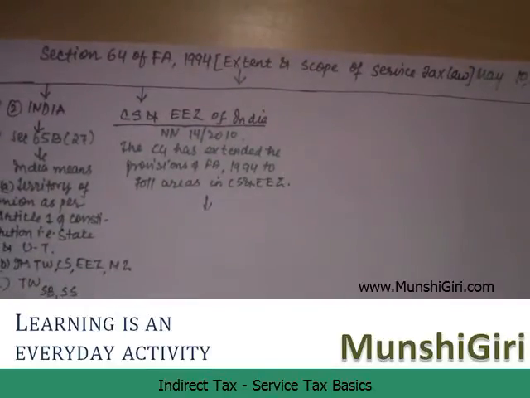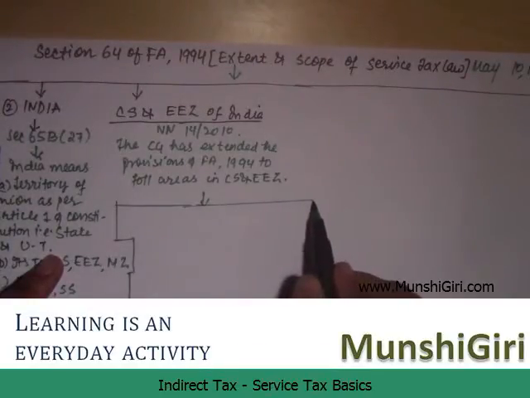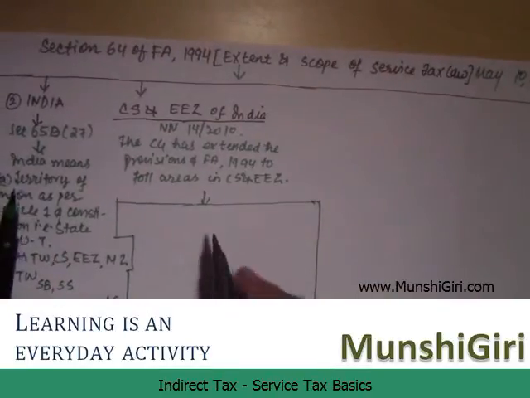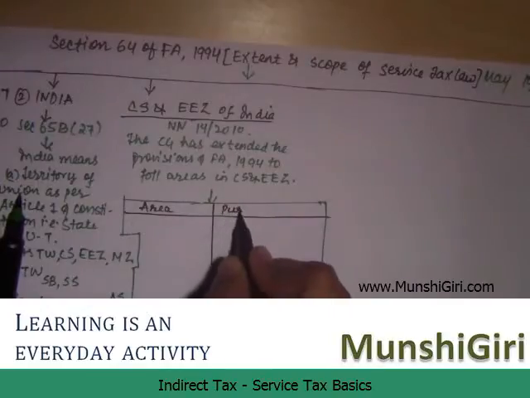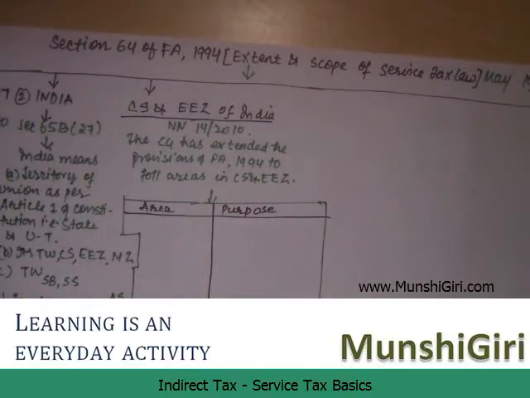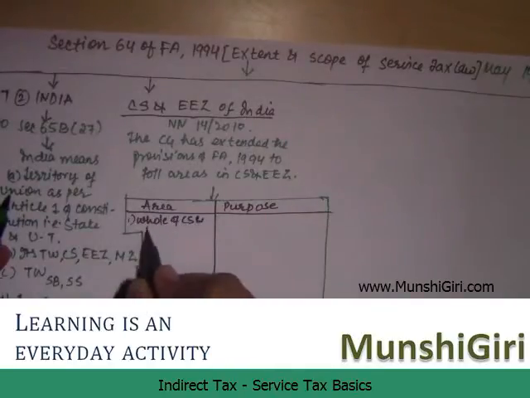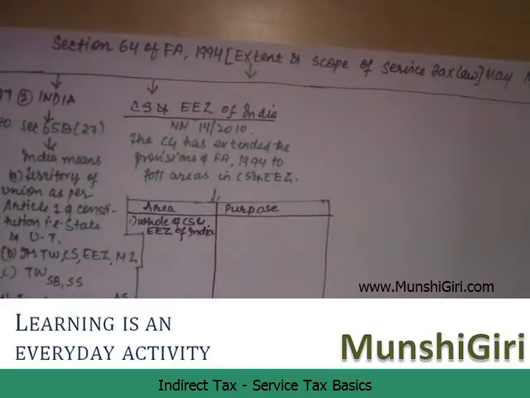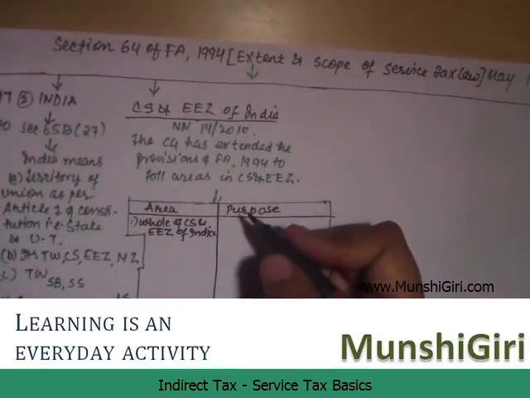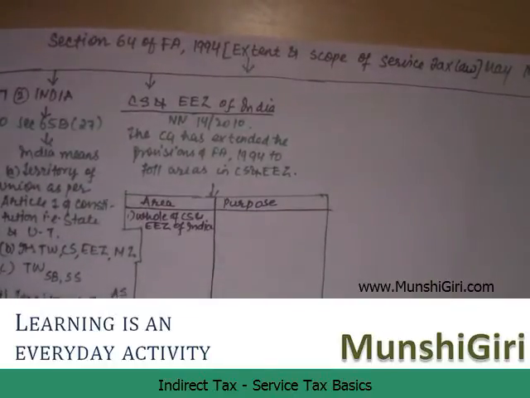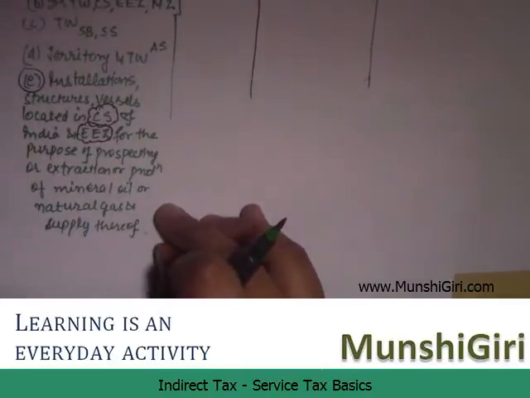Now let's look at the area and the purpose for which it is extended. First is the whole of continental shelf and exclusive economic zone of India. And the purpose is any service provided for all activities pertaining to construction of installation, structures and vessels. Now for the same purpose, for the purpose of prospecting or extraction or production of mineral oil or natural gas and supply thereof.